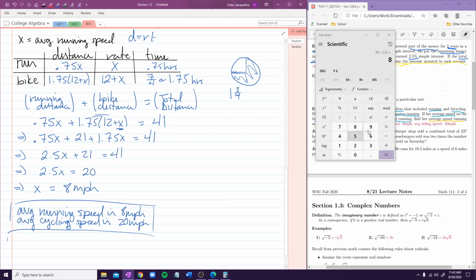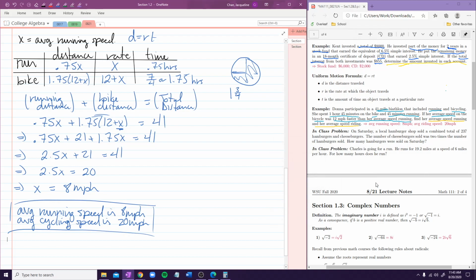Alright, and this concludes section 1.2, and we'll go over these two problems in class on Friday.